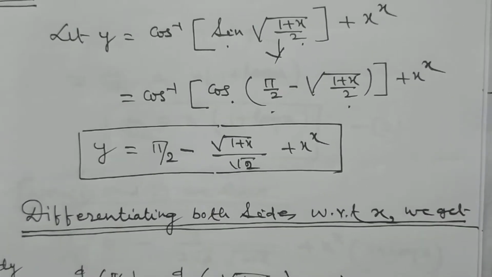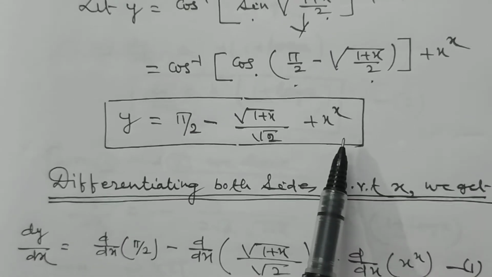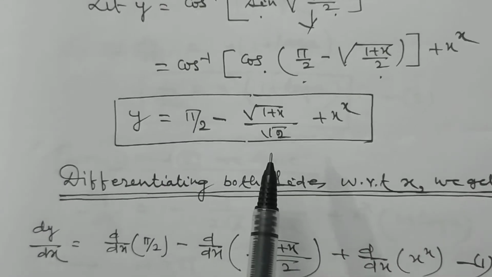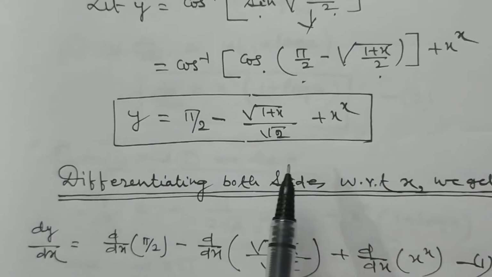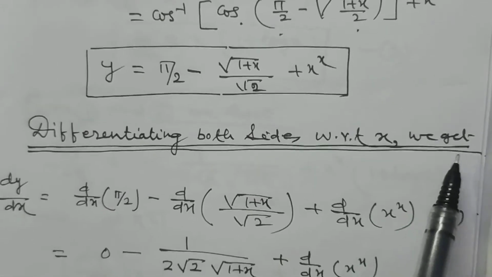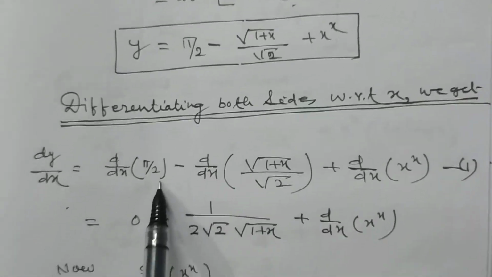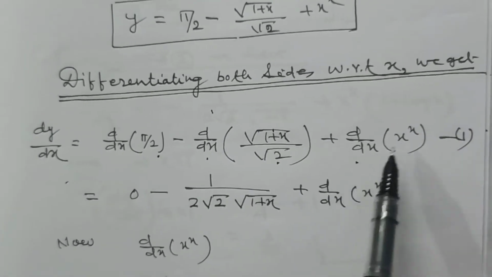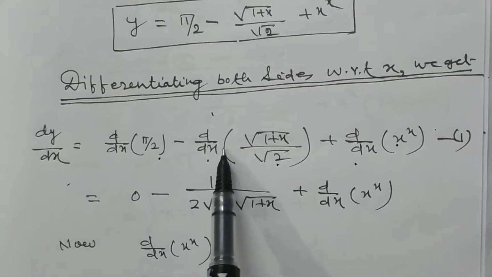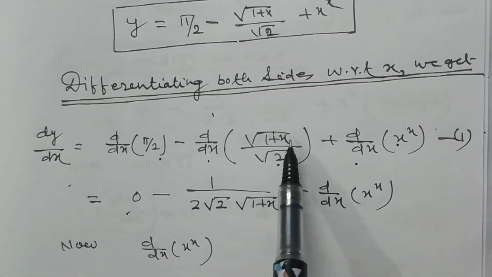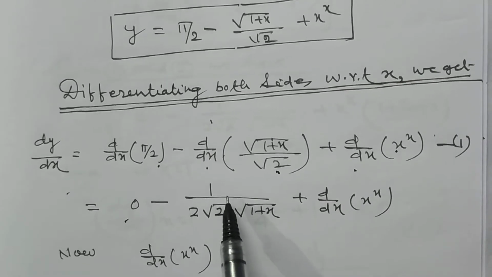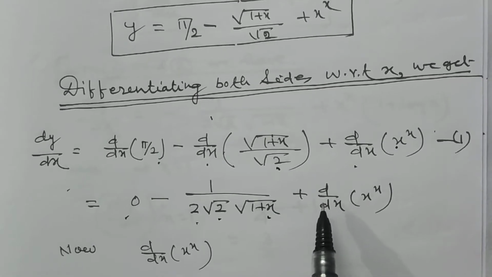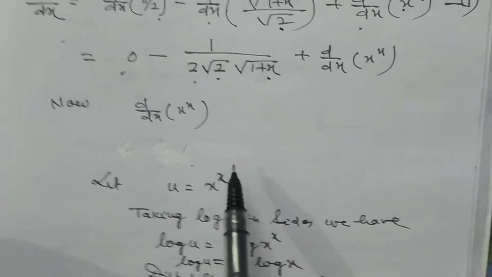Now, in my opinion, this problem is a combination of two types of functions, a logarithmic function and also a trigonometric function. So this is very, very important. Differentiating both sides with respect to x, we get dy by dx of pi by 2, minus dy by dx of root over (1 plus x) by root 2, and dy by dx of x to the power x. So it will be 0, and dy by dx of root over (1 plus x) by root 2 is 1 by 2 root 2 root over (1 plus x). Now dy by dx of x to the power x.